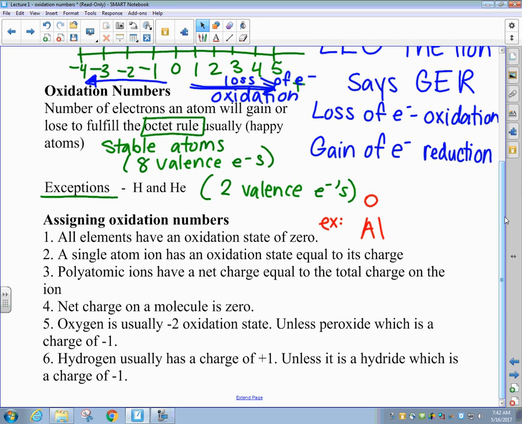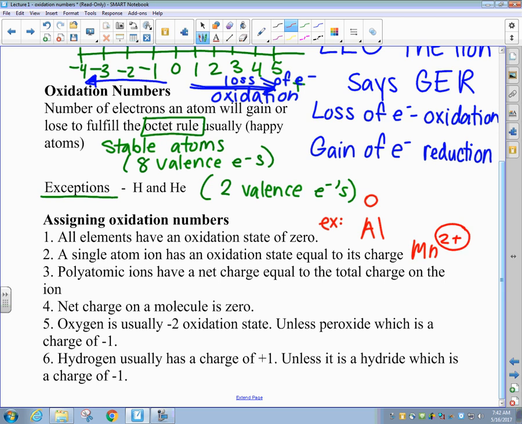Rule number 2 says a single atom ion has an oxidation state equal to its charge. For example, if we have an ion of manganese with a +2 charge, we know that the oxidation state of manganese is also +2.